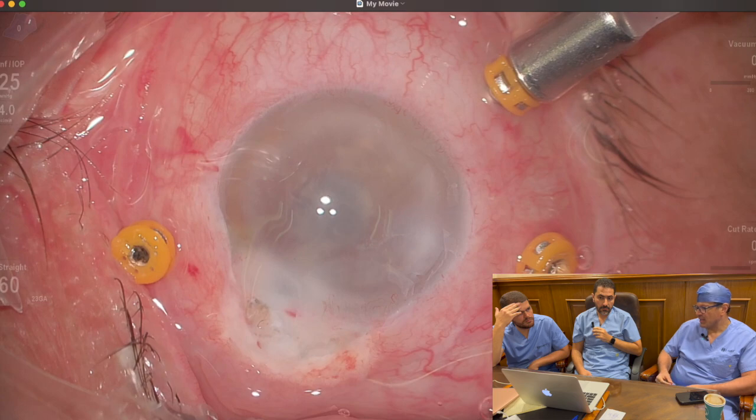So usually I would excise it and then put a tutoplast or a scleral patch graft, and also amniotic or a conjunctiva over it. Amniotic is the easiest to put on. What about tissue glue? Yeah, I think if there are small holes, you can use tissue glue as well.